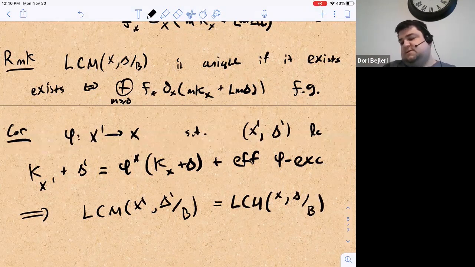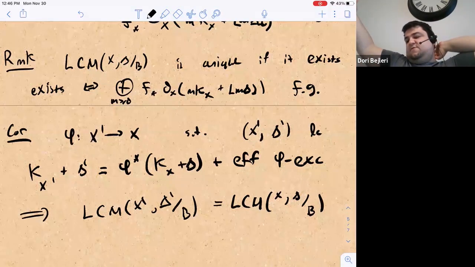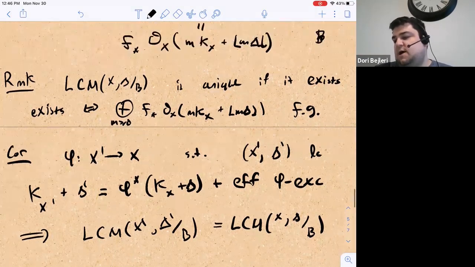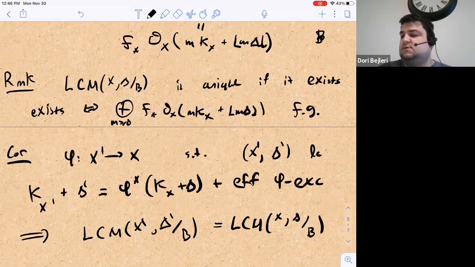Okay. And so this tells us that if we're blowing up, then from the point of view of the log canonical rings and log canonical models, we can pick any boundary divisor on X' that we want that satisfies this equality, that K_X' + Δ' is φ^*(K_X + Δ) plus effective φ-exceptionals. And one good choice is to just put coefficients 1 on all the exceptionals, but it's not the only choice.